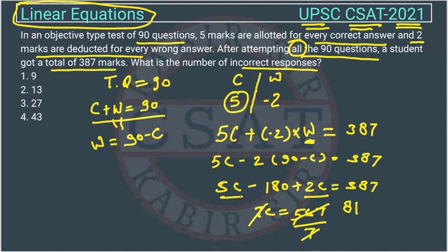If C is 81, W is equal to 9, right? So the question is asking what is the number of incorrect responses. So the number of incorrect responses will be 9. So the answer is option first or option A, right? So this was an easy question. I hope you all understood it very well, right?